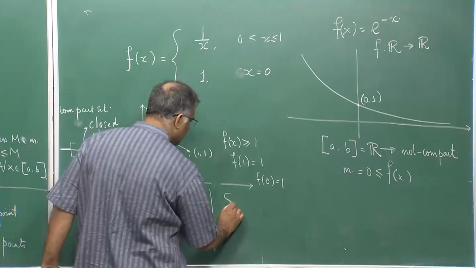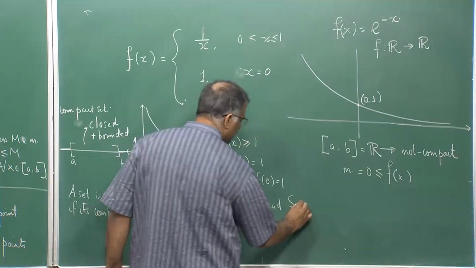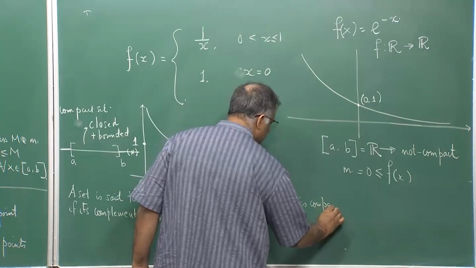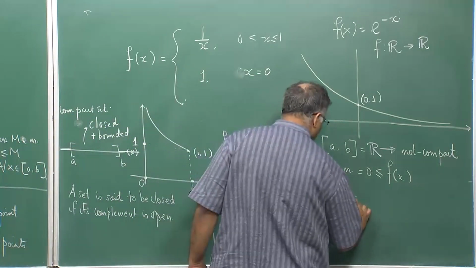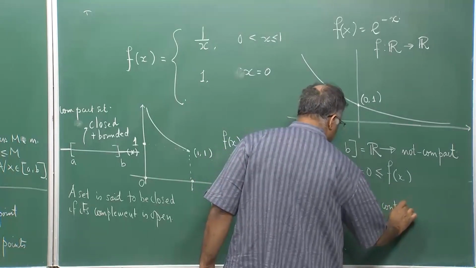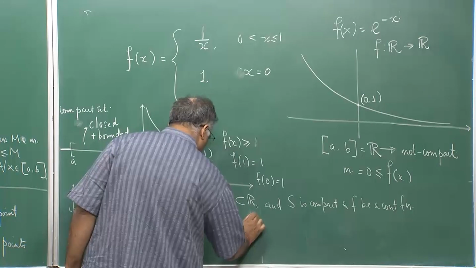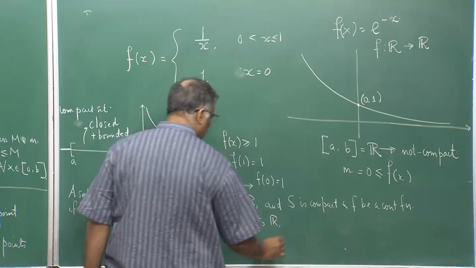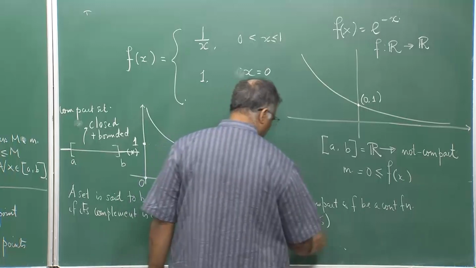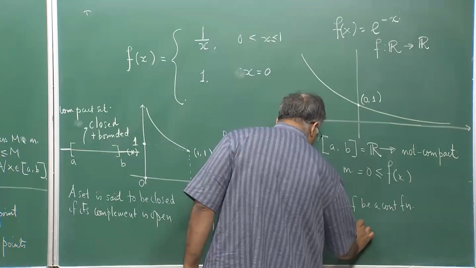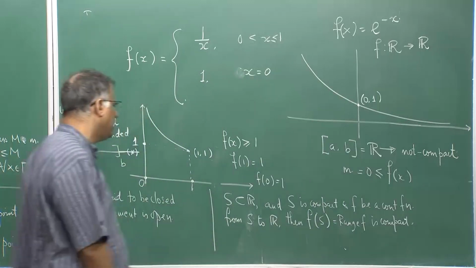So, take S subset of R, and S is compact, and let f be a continuous function from S to R. Then f of S, the image of S under f, which is also called the range of f, is compact. So, continuous mapping of a compact set is compact, and that is the whole idea.